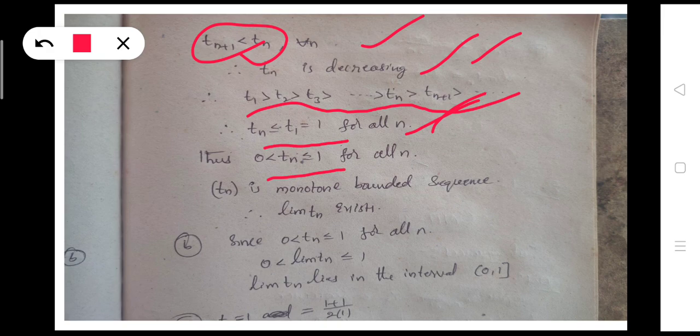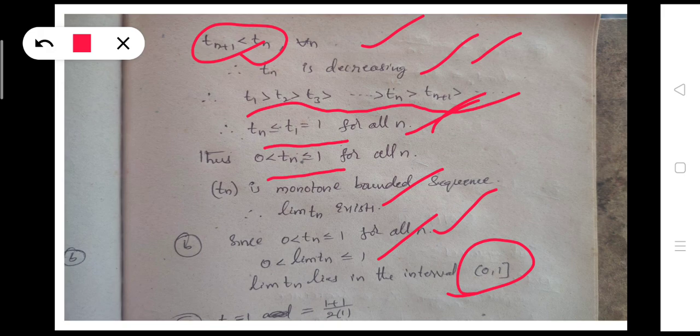So Tn is a monotone bounded sequence. Therefore the limit of Tn exists. Now continue the solution B. Since 0 less than Tn less than or equal to 1 for all n, 0 is less than the limit of Tn, which is less than or equal to 1. The limit of 1 is 1, the limit of 0 is 0. So the limit of Tn lies in the interval open 0, closed 1 only.